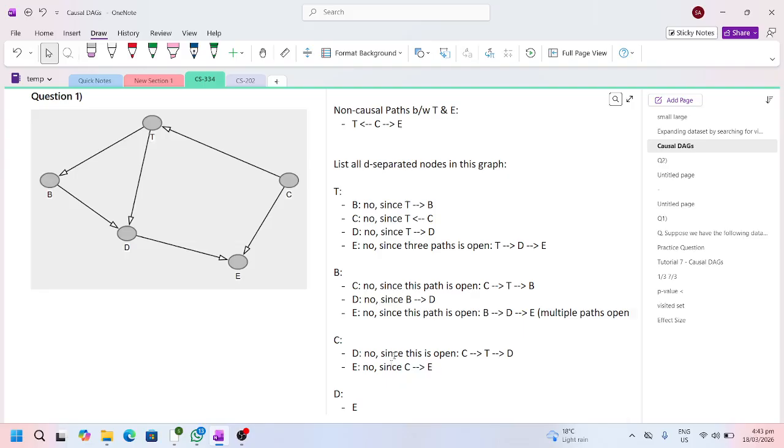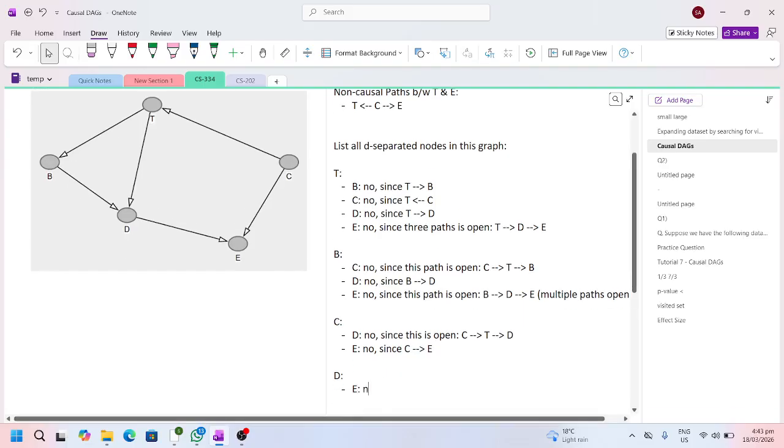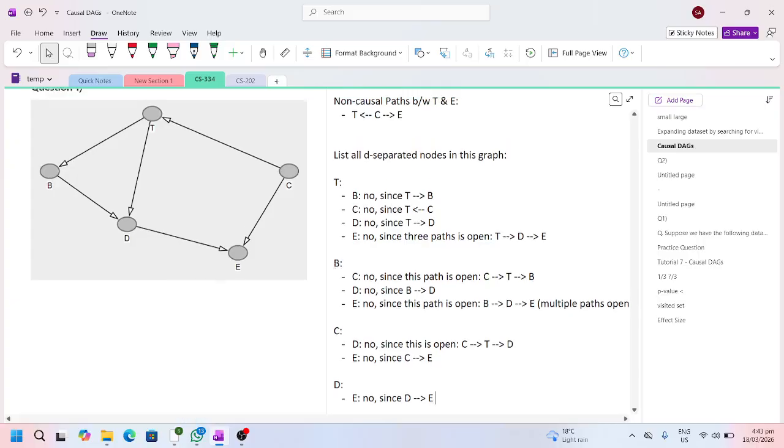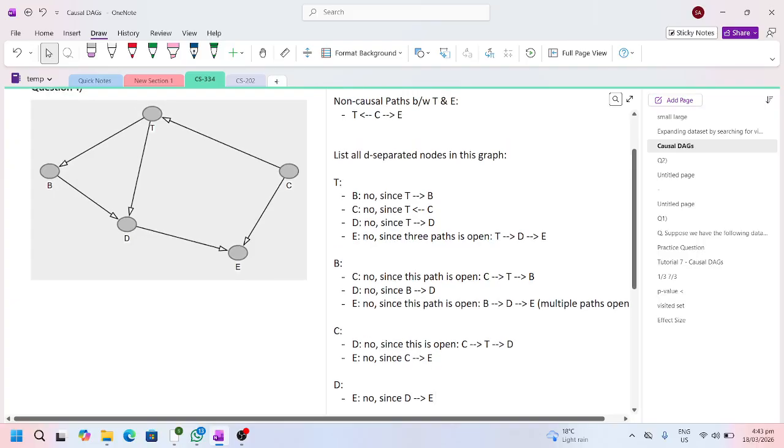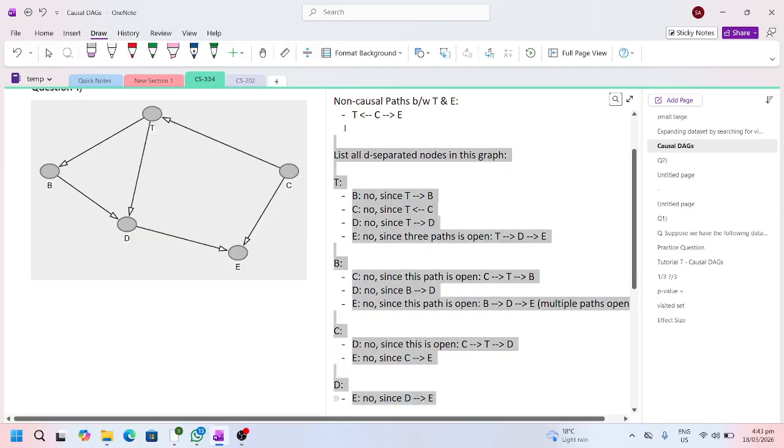Lastly, you have D and E. D and E can also not be d-separated since a direct path exists between them. So this means that in this whole graph there are no d-separated nodes. Are there any questions? No. All right, okay.